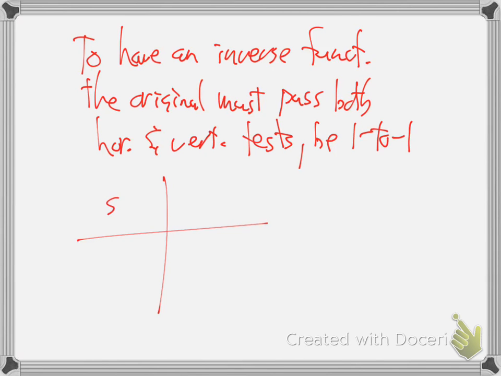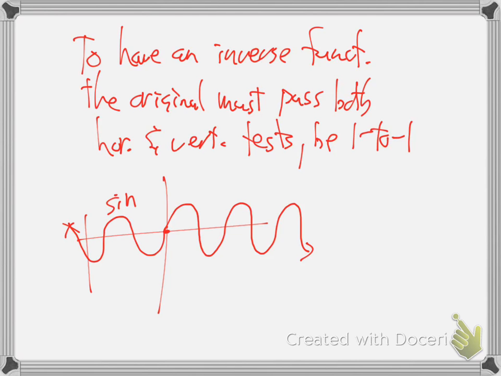What does the graph of sine look like? Remember the graph of sine? We were doing that last week, right? Starts in the middle, goes up and down, up and down, up and down, back the same way, forever, right? On it goes. Does that pass? Well, first off, does it pass the vertical? Yeah. Every vertical line only hits 1 point. Great, it passes the vertical. It is a function. Does it pass the horizontal?